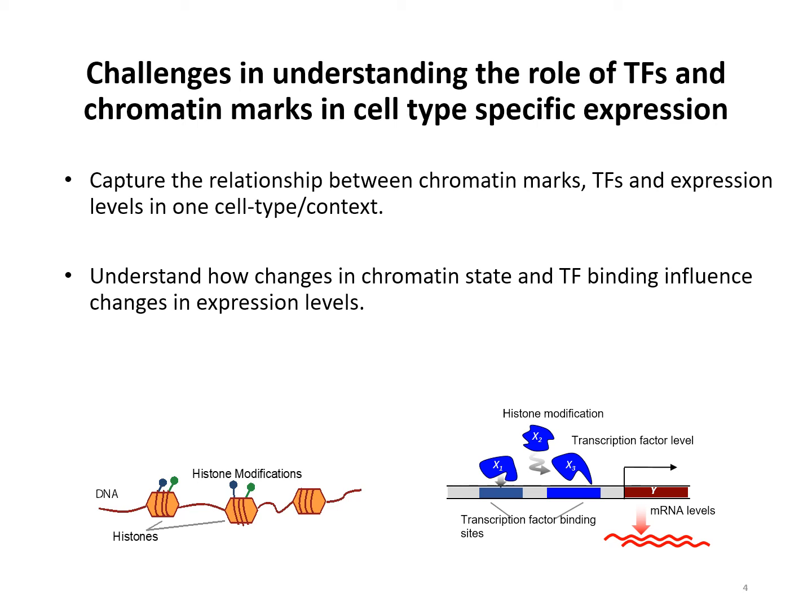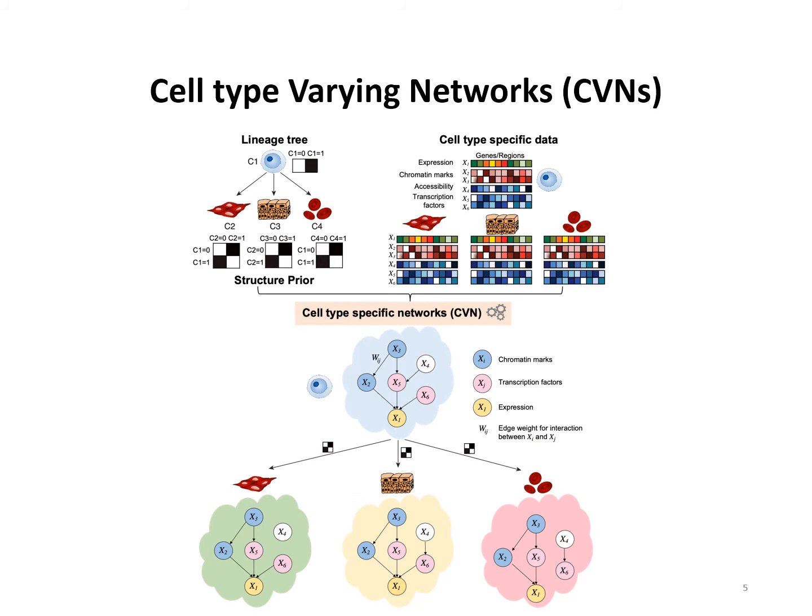We need methods to capture the relationship between chromatin marks, TFs, and expression levels in one cell type, and understand how changes in chromatin state and TF binding influence changes in expression levels. To overcome these limitations, we present cell type varying networks, a probabilistic graphical model-based approach that uses multitask learning to capture the relationship between chromatin marks, TFs, and expression levels in each cell type and models the relatedness by a structure prior. This enables us to understand how changes in chromatin state and TF binding influence changes in expression levels.